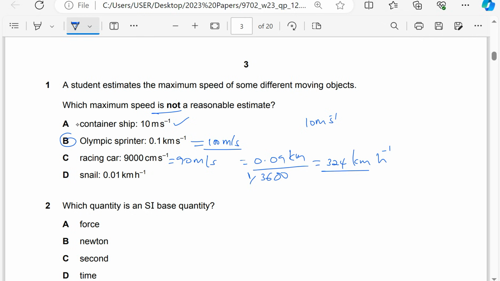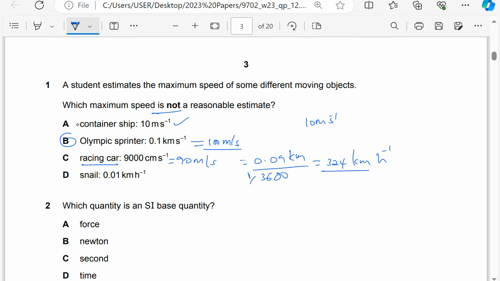I don't think the speed goes above 200. It's around 200 kilometers per hour. So it means this is not. But anyway, this is for racing cars. Okay, normal cars could be around 200. Racing cars could go as high as that.